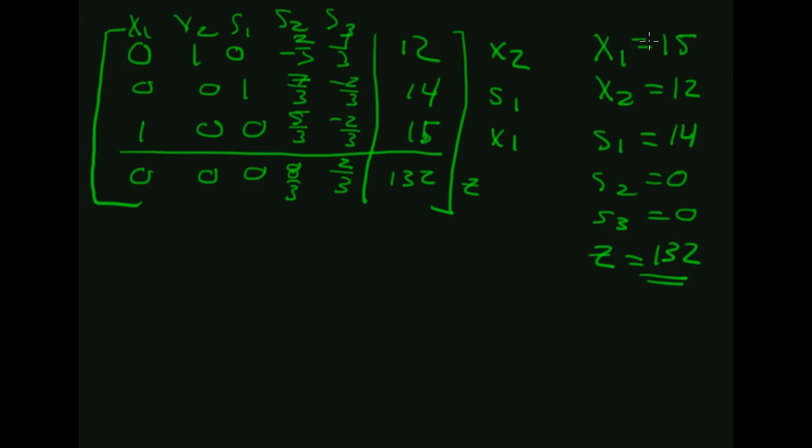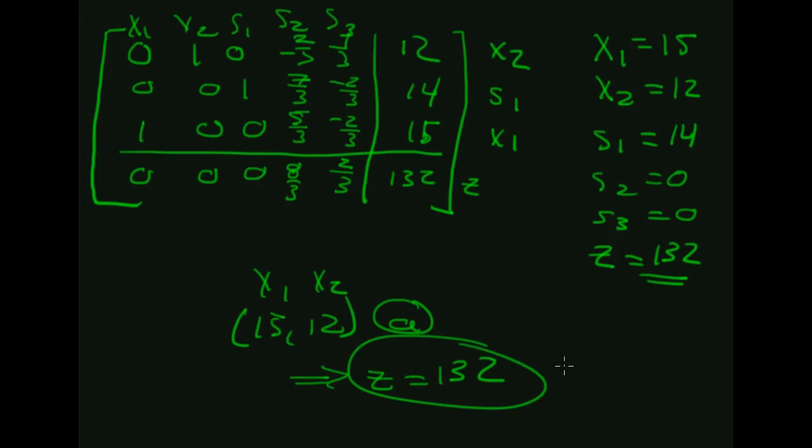So this is yet another vertex on that polygon, right? It's 15, 12. And in fact, 15, 12 for x1, x2 is the optimal group. And so this is where it happens at. And this yields a z value of 132, which is as high as that z value can be given the constraints. How do I know this?